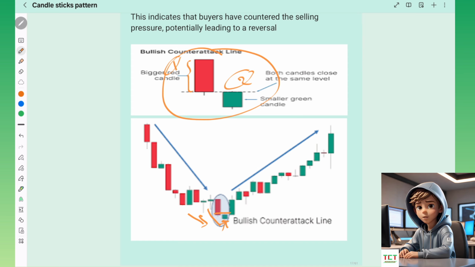Traders often wait for the next candlestick to confirm the reversal. If the next candle is also bullish, it confirms that the counterattack was successful and the uptrend has begun. Volume is also important here. Higher volume on the second candle shows stronger buying pressure.